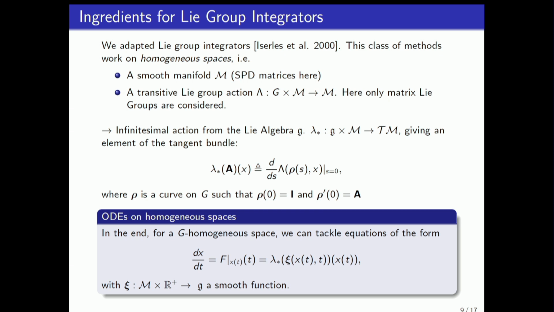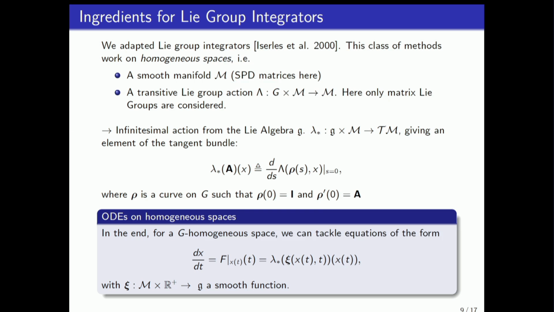that apply to Lie groups, but more importantly, homogeneous spaces. So we need two ingredients, a smooth manifold, here the SPD manifold, and a transitive Lie group action on the manifold. Here, we only consider matrix Lie groups so that we can express the group operations easily. And once you have those two ingredients, you can define an infinitesimal version of the action that takes an element of the Lie algebra and an element of the manifold and outputs something in the tangent bundle.